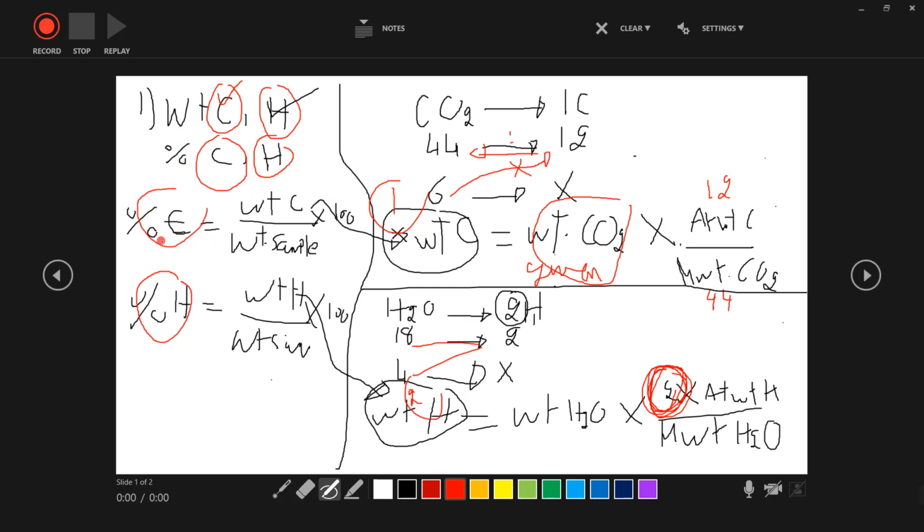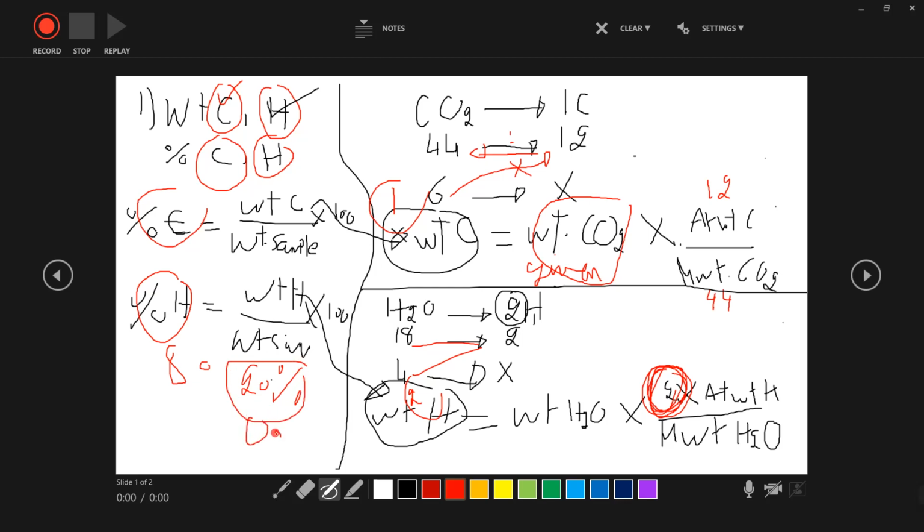So if the percentages are not equal to 100, and if the weights are not equal to the weight of the sample, my compound may contain another atom. I didn't mention it in the problem, and this atom will be oxygen, and then I should add the amount of this oxygen. So if the percentages add up to 80, 20% remains for me. This 20% will be what? It will be oxygen. Okay, this is a very important note.